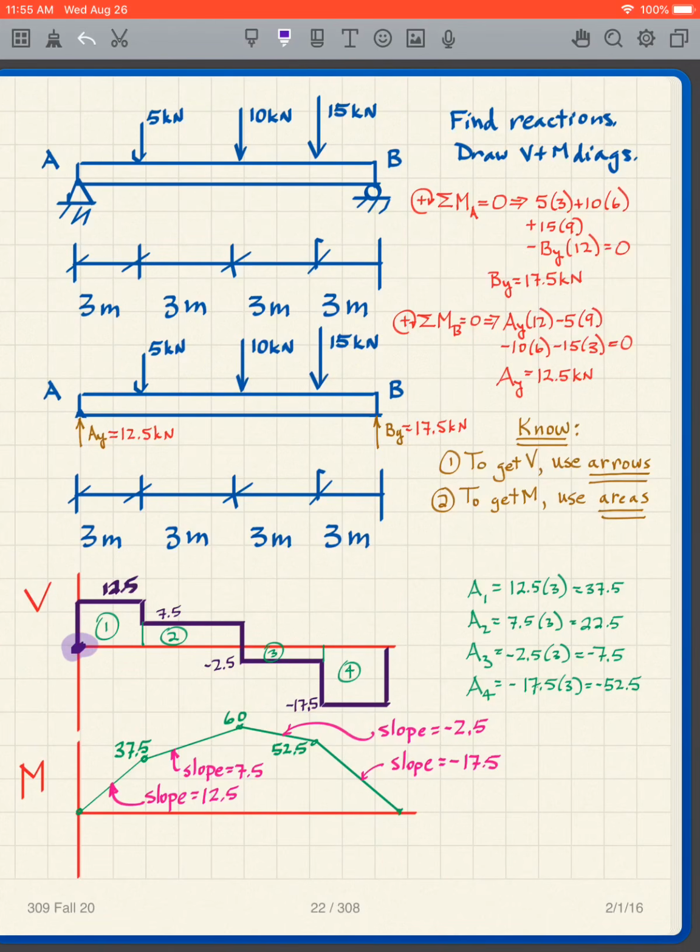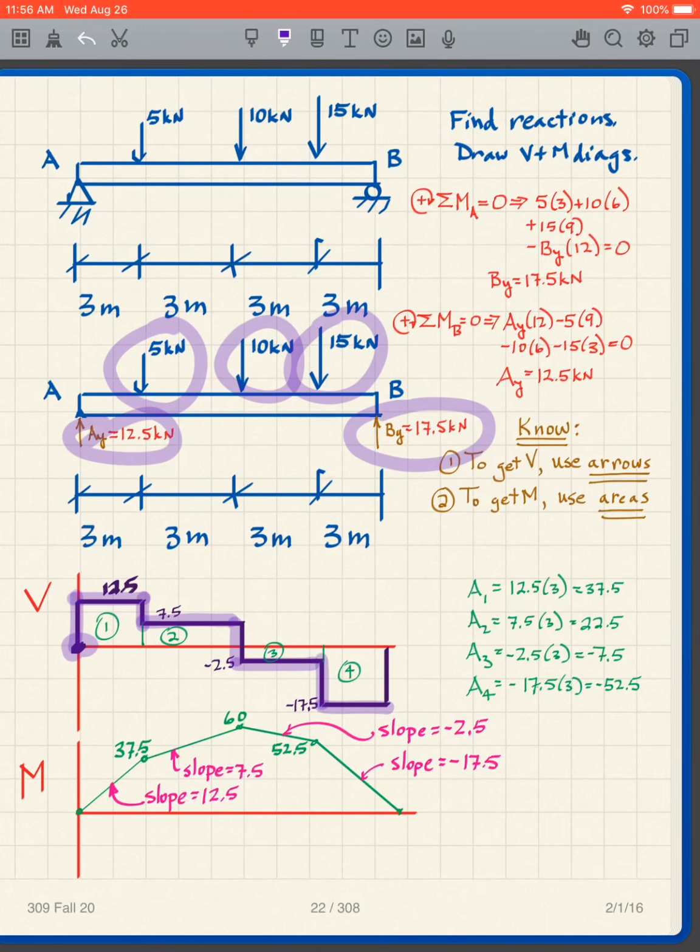I start at 0 for the shear diagram, and that arrow says go up 12.5 kilonewtons. Then I go straight across. That arrow says go down 5 kilonewtons. I go straight across. That arrow says go down 10 kilonewtons. I go down 10 kilonewtons and then straight across. That says go down 15 kilonewtons. I go down 15 and then straight across. That says go up 17.5 kilonewtons. I end up back at 0.